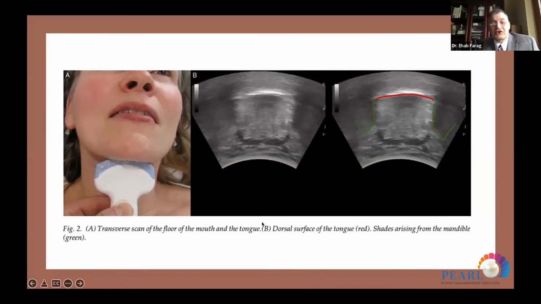And here you can see how we can use the curved probe and put it in the floor of the mouth, beneath the mentum, and move a little bit posterior to visualize the mentum, the floor, and the tongue. And you see here, this is the tongue and the width of the tongue, and we have here the mandible in the green and the tongue in the red, and the dorsal surface of the tongue as you see in red.